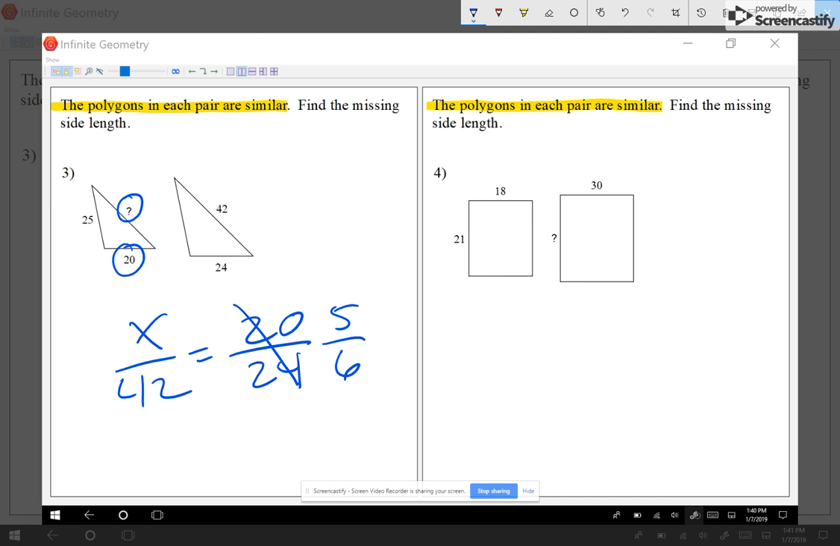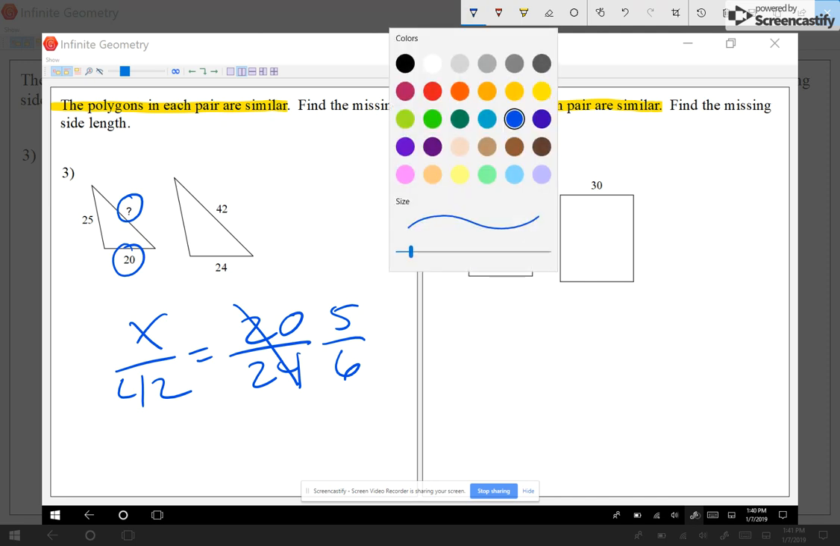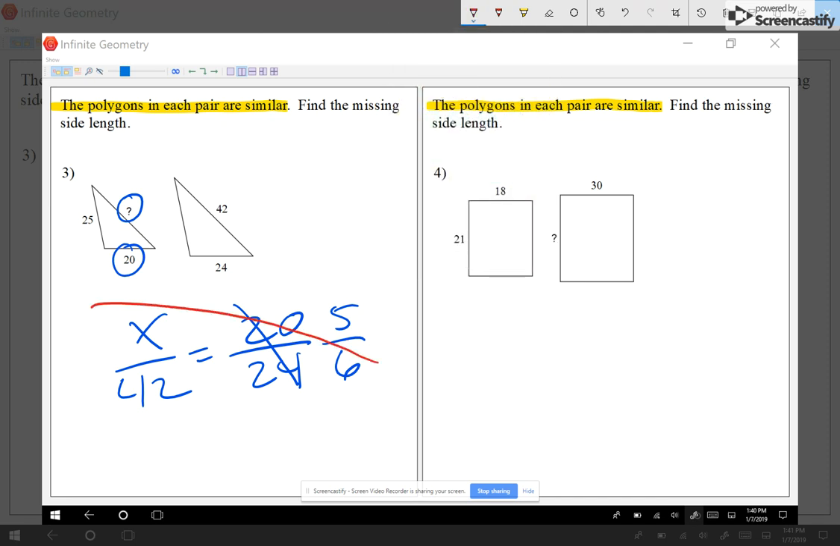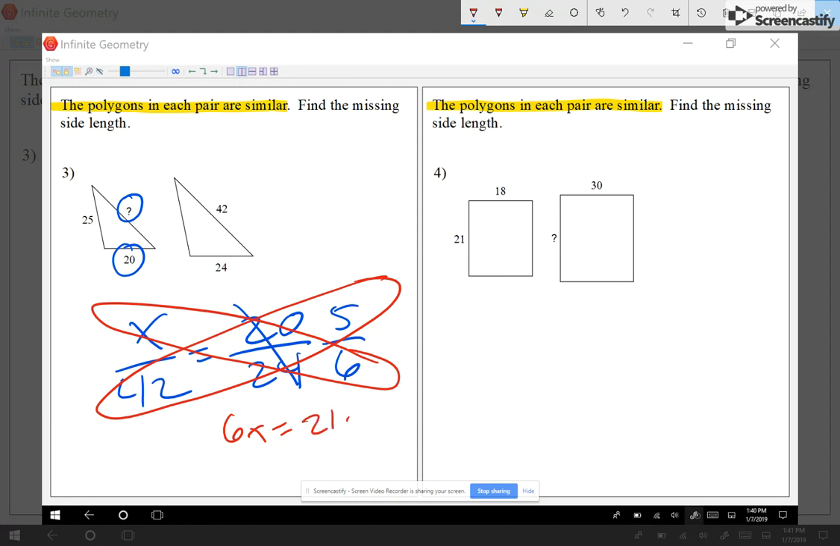If you can already tell what's the value of x that simplifies to 5 over 6, then you already know the answer. If you cannot tell, then I'm going to go for cross multiplication. Right? 6 times x is 6x. 42 times 5 is 210. Divide each side by 6. In this case, 35. And that's my answer. If you think about it, 35 over 42 is 5 over 6.